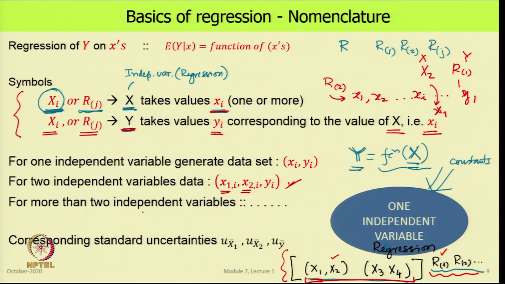And the same thing could happen if there are more than two independent variables. We are not going to be looking at this in this course. We will restrict ourselves to this one variable regression.